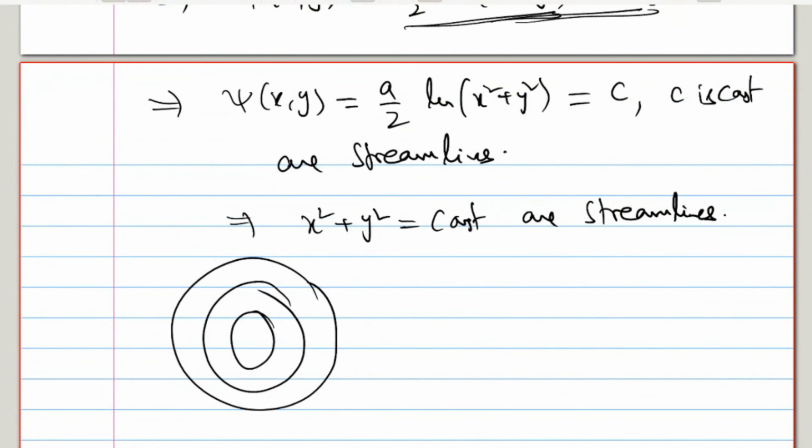This is like c square. I'll write it as some c1 square. This is like r square type. Okay, some r square, positive. It's anyway positive. These are streamlines, circles. Okay. So the direction of the flow: how do you calculate? How do you make sure that this is the direction?